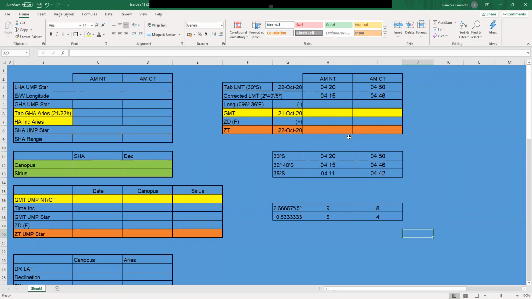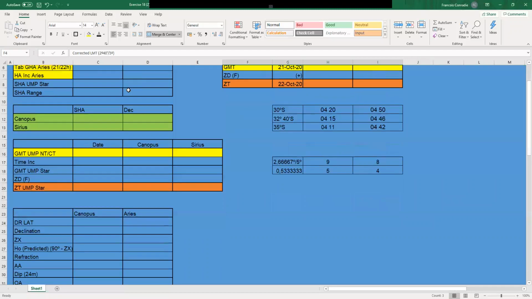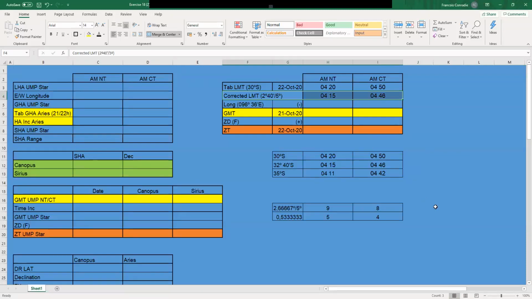Now from here, everything else going down is straightforward. But you can see how crucial this step is, because if you make a mistake there, everything else is going to be wrong. So this is a very important step. That's why I said, people, if you're not sure about this interpolation, you need to go and practice it, if you're a little rusty. Right, so we get 415 and 446. That is the corrected local mean time for nautical twilight and civil twilight.